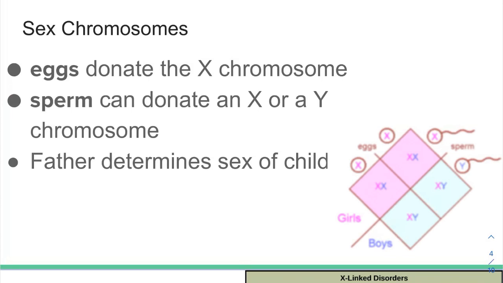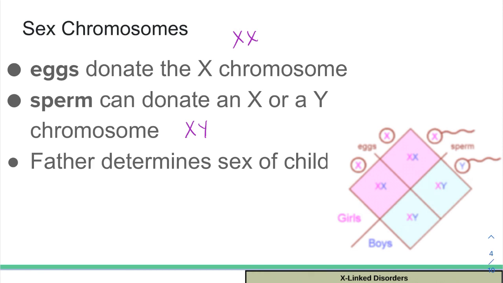So let's talk about these sex chromosomes. A female is going to have XX, so whenever the gamete eggs are made, there's only an X to be donated. But because a male is XY, whenever the sperm are made, there's either an X or a Y chromosome.